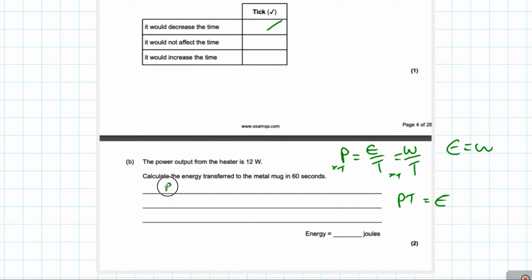P is equal to 12 watts, and T is equal to 60 seconds. So therefore we can just plug in our numbers. It's going to be 12 times 60, which is equal to 720 joules.